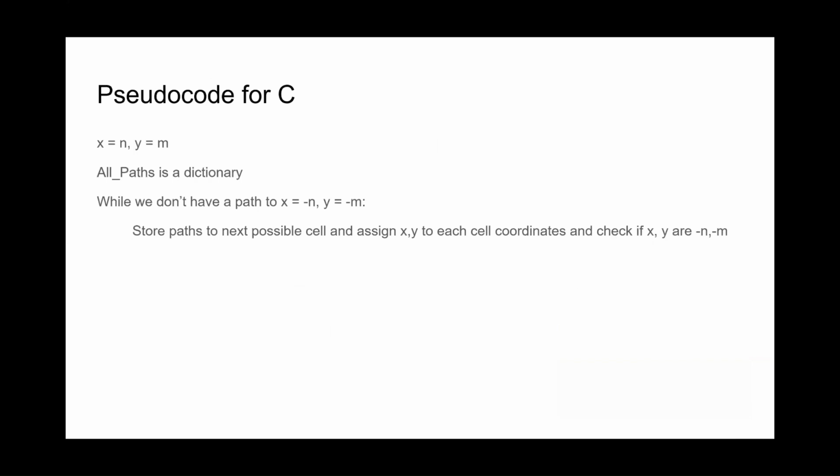This is the pseudocode for question C. You store all the paths in a dictionary, and then while we don't have a path to the target end intersection, you store paths to get to the next possible cell and assign cell coordinates. Every time, you check to see whether or not you have gotten to the target end intersection.